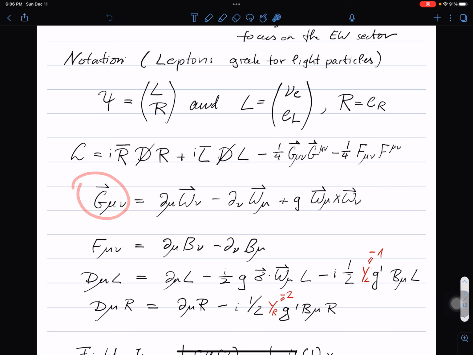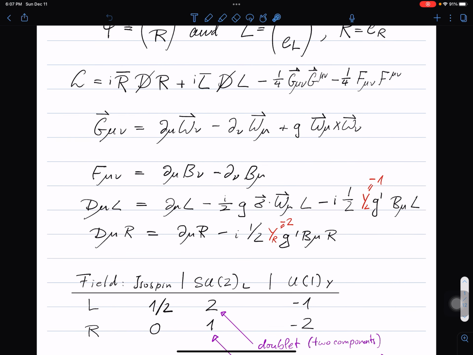So the field strength tensor has the abelian part plus the non-abelian part W cross W, and also we have the F mu nu part for the abelian part, which is just d mu B nu minus d nu B mu. As in the photon case, however, this is not the photon yet. Good, let's see how the covariant derivative acts on different fields. D mu on L is the derivative plus, let's call this strength g of this interaction, sigma W times L. This is the SU(2) part. And there's also the 1/2 times the charge under the B field. And here the charge will be -1.